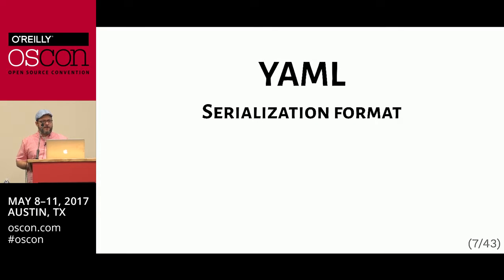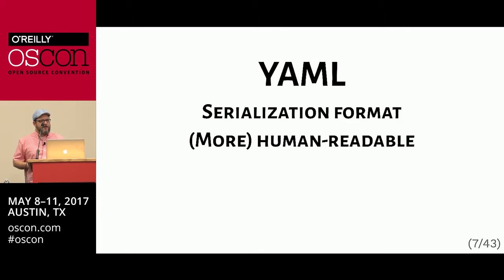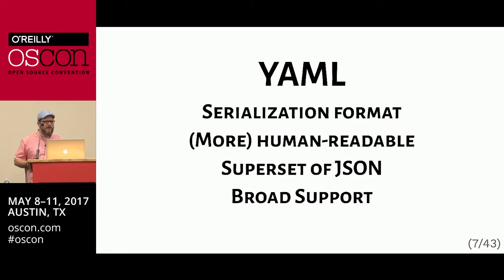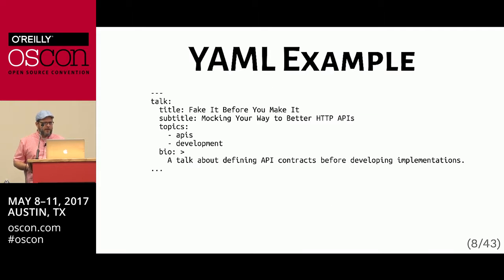So then there's YAML, which is another serialization format. This one is a little more human readable than JSON. It's actually a superset of JSON. So you'll see in some places where you have a YAML document and bits of it are still JSON. And it has pretty broad language support, and it's getting more popular. So a lot of these things are written in YAML. So here's an example of a YAML document. If you're familiar with JSON, you can see the difference. There's a lot fewer quotes and brackets and commas and things like that. So this is a little easier for a human to work with.